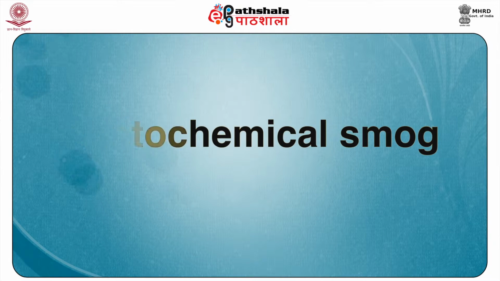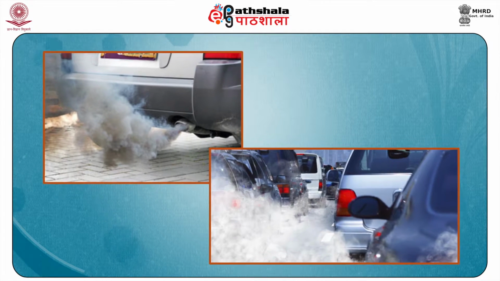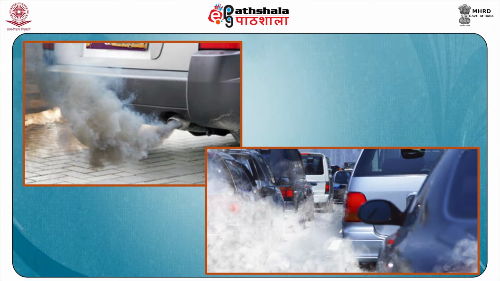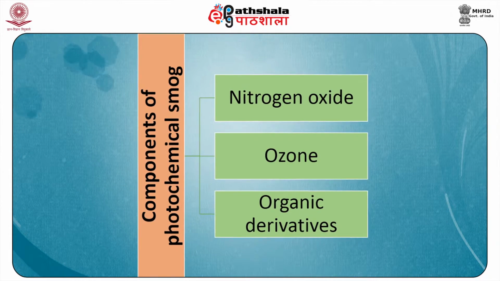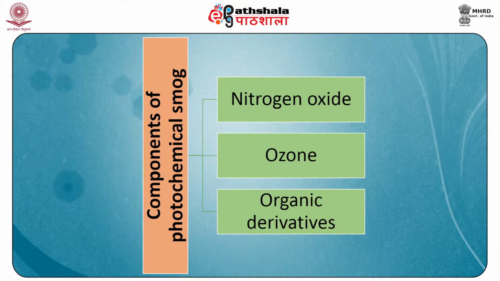Photochemical smog. The main constituent of photochemical smog is from automobile exhaust. Photochemical smog has adverse effects on the environment. The three components of photochemical smog are nitrogen oxide, ozone, and organic derivatives. Each contributes to the hazardous effects of the smog.